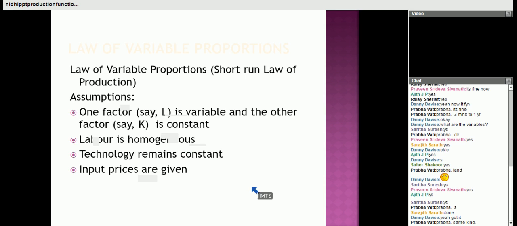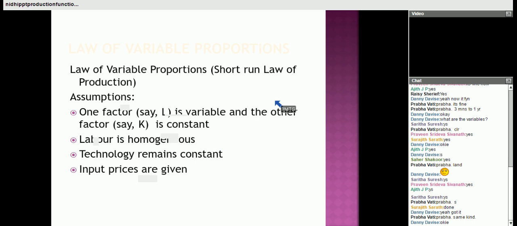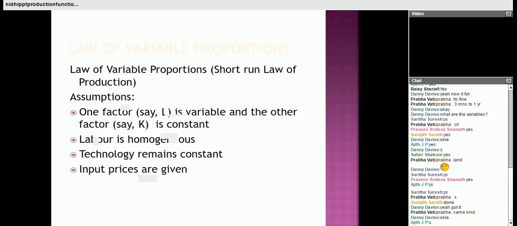Same kind. Yes, it is the same kind by nature and of the same type, and the level of efficiency is also the same. Okay? If one labor is giving us 8 units of output, the other will also give us 8 units of output. This is what we assume. This is just an assumption. Practically, it cannot be so. Is it clear? Surajit, Sarita, Seher, Ajit, Praveen, Kelvin, Brazy, Danny.